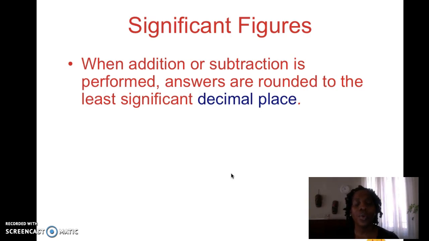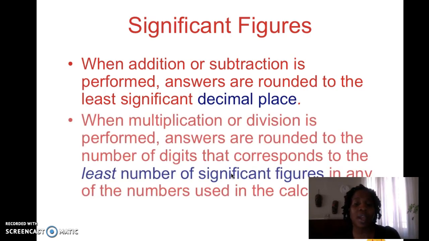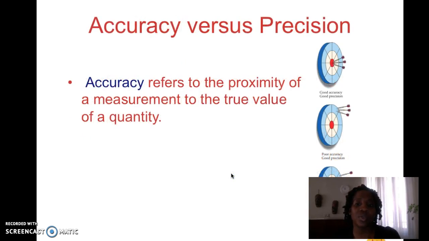The rules for what you do with significant figures when you add and subtract: you need to remember that the position of the decimal place, or the number of decimal places, is the most important thing, and you have to round your answer to the least number of decimal places. When multiplying and dividing, you round your answer to the least number of significant figures of those used in the calculation. So 2 different rules there.